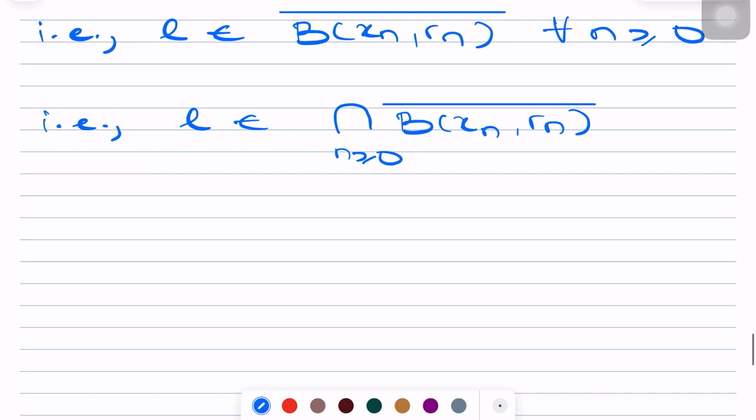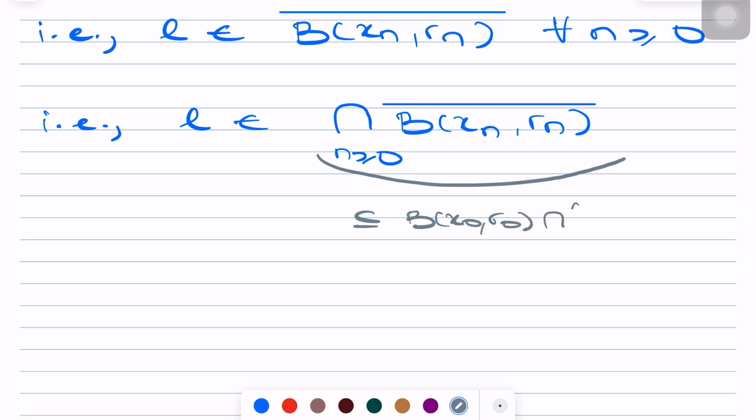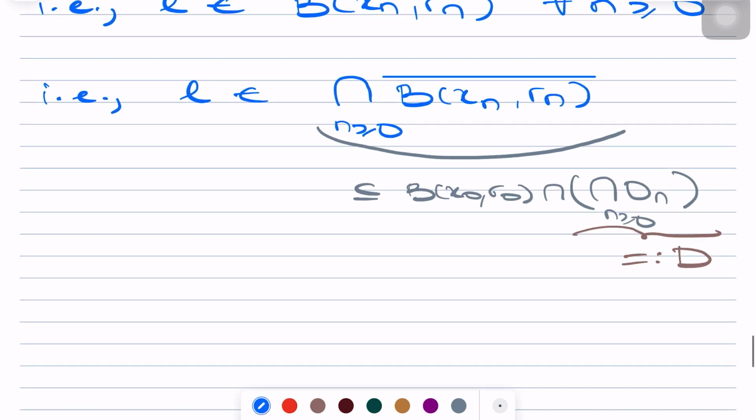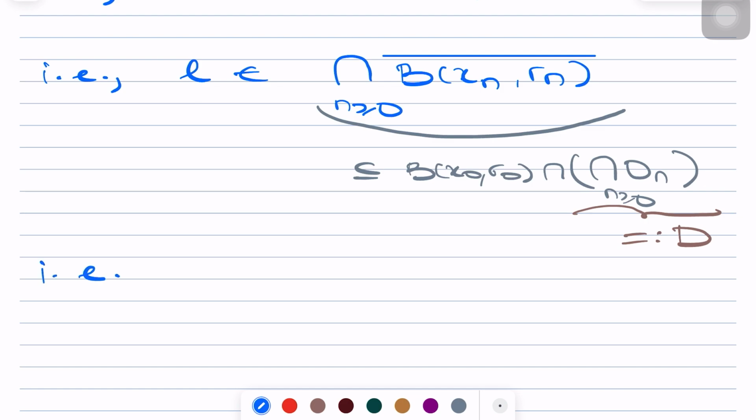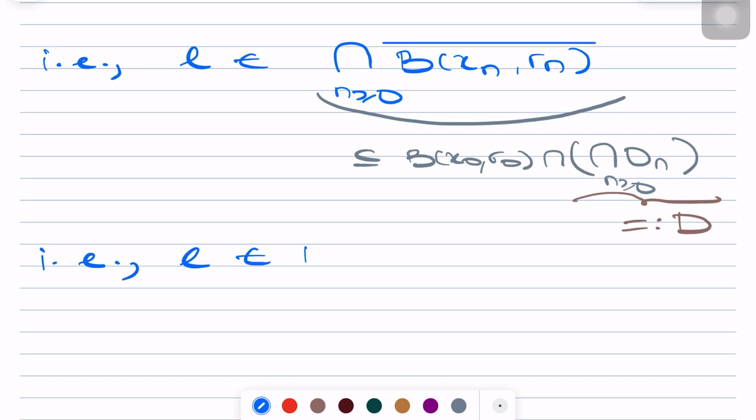But remember, this quantity is actually contained in the ball centered at x0 with radius r0, intersected with the intersection of the O_N and greater or equal than 0. But this was actually D, right? This was basically what we set to be D. So this means L belongs to the ball centered at x0. And then we are done.